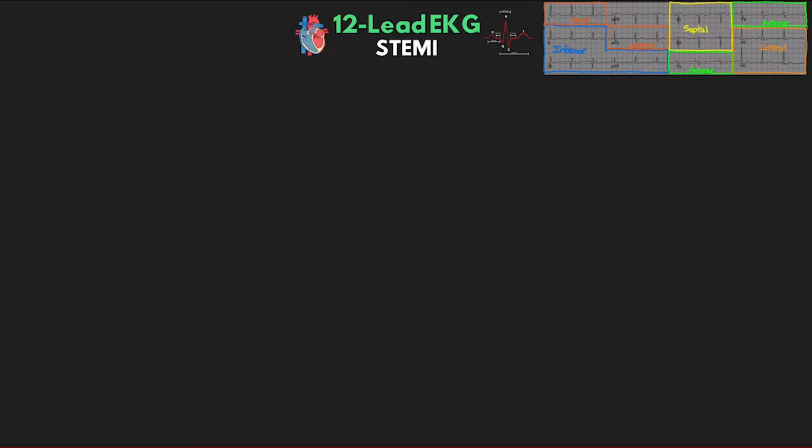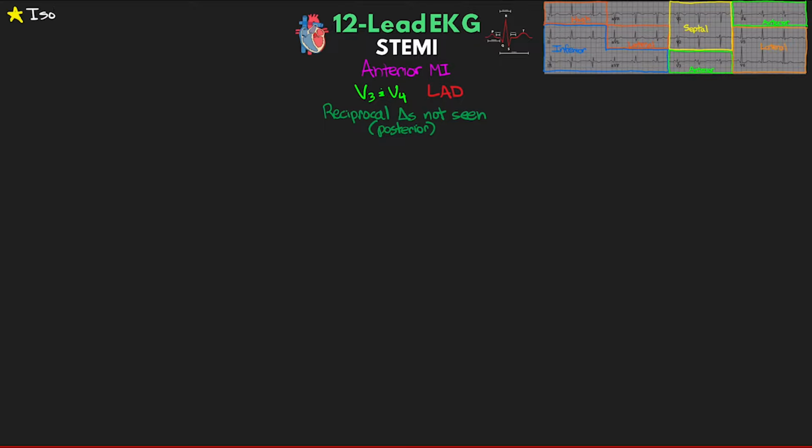All right, so now let's take a look at an anterior wall MI. So remember that these are leads V3 and V4, and this region is going to be perfused by the LAD. So reciprocal changes are not going to be seen, as they would actually show up posteriorly, which, like I mentioned, we don't have a view of with our traditional 12-lead setup. Now, a true isolated anterior wall MI is actually pretty rare.